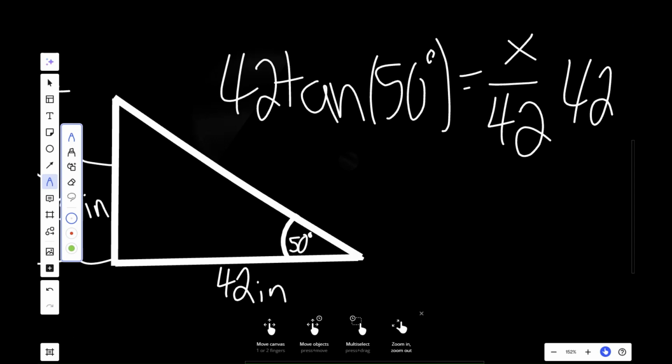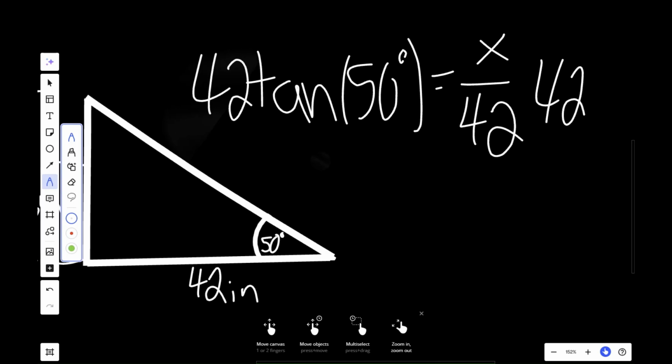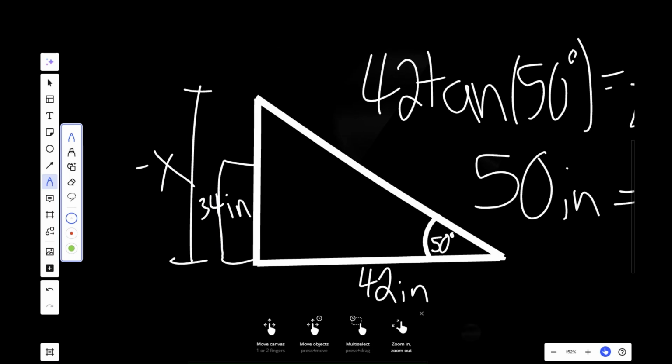Let's see what we get. Okay, so 42 times tangent of 50, and make sure you are in degree mode. We should get about 50 inches equals x, right? So x equals about 50, right?